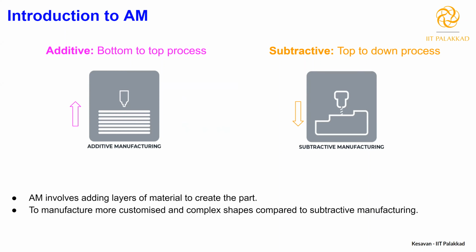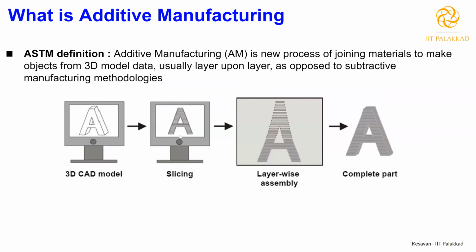of manufacturing a particular component. Okay, so coming to the definitions, as I mentioned, I may be repeating some of the terminologies, some of the concepts. Please bear with me. As per ASTM, additive manufacturing is a process of joining materials to make objects from 3D model data, usually layer upon layer, as opposed to subtractive manufacturing methodology. So now you know what is subtractive and what is additive.